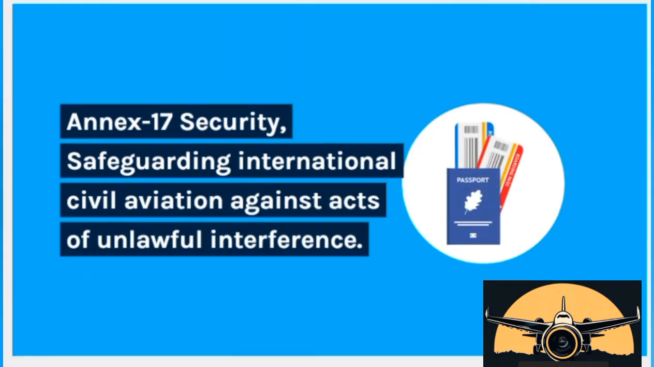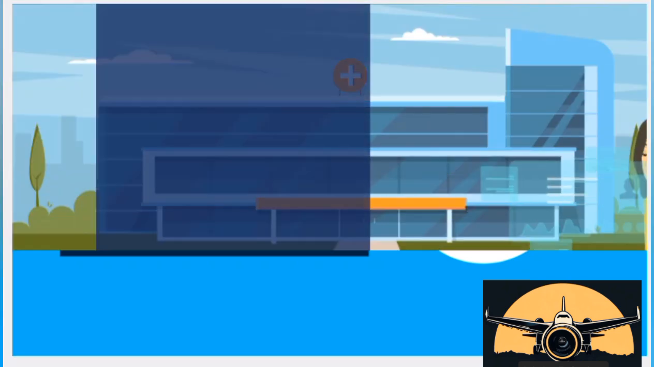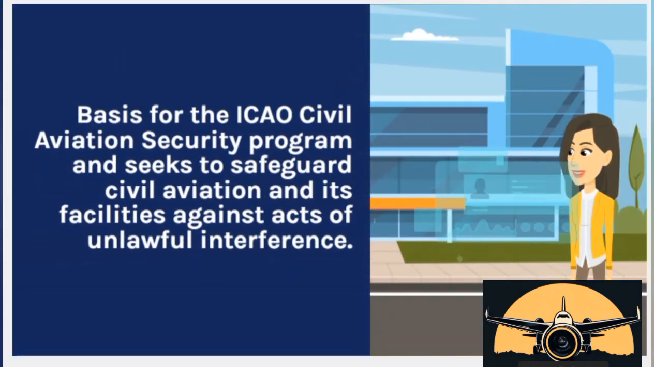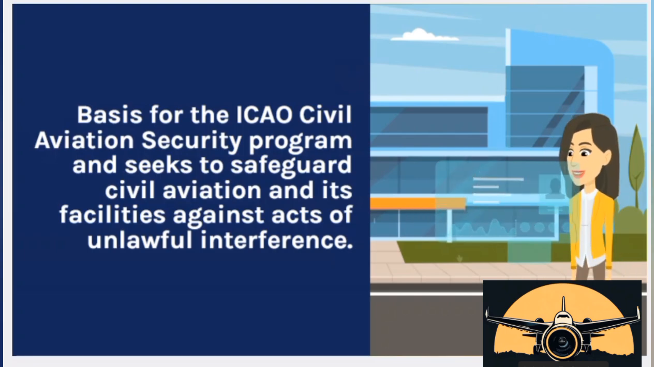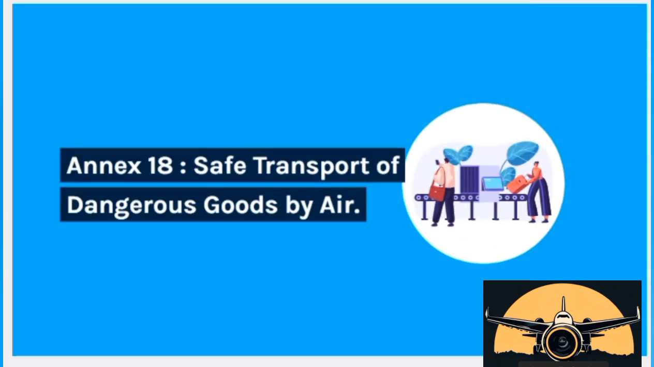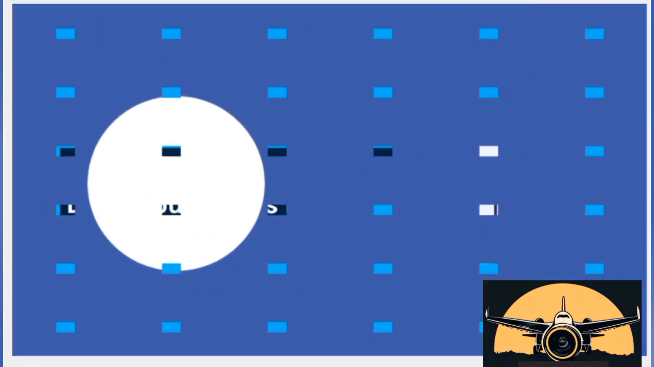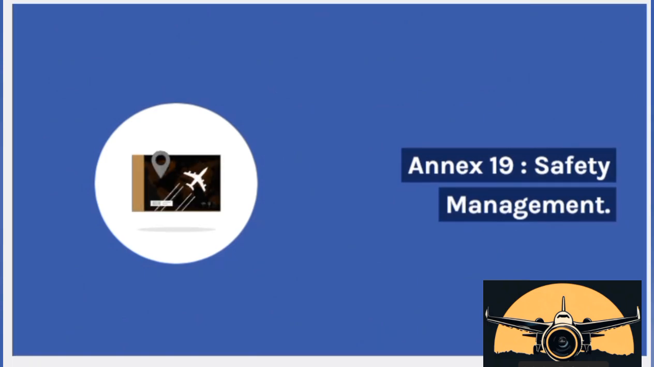Annex 17 Security, safeguarding international civil aviation against acts of unlawful interference. Basis for the ICAO Civil Aviation Security Program and seeks to safeguard civil aviation and its facilities against acts of unlawful interference. Annex 18, Safe Transport of Dangerous Goods by Air. Annex 19, Safety Management.